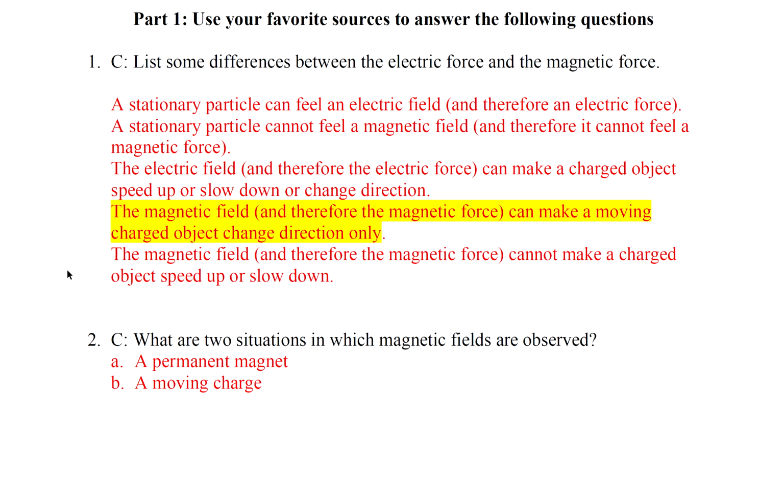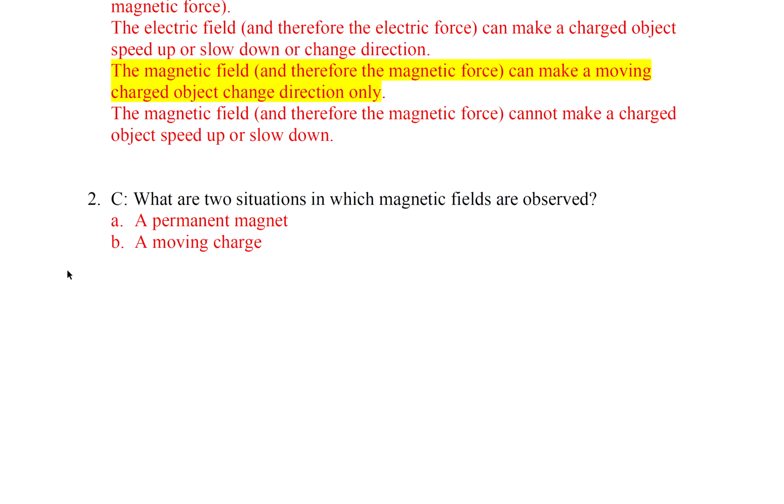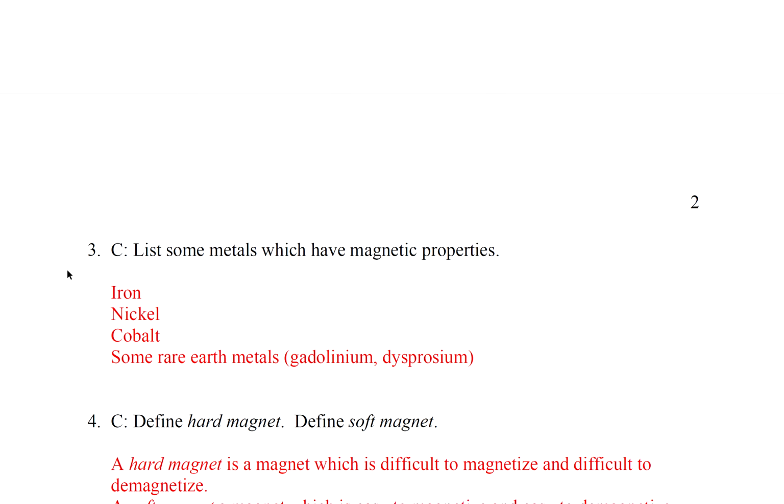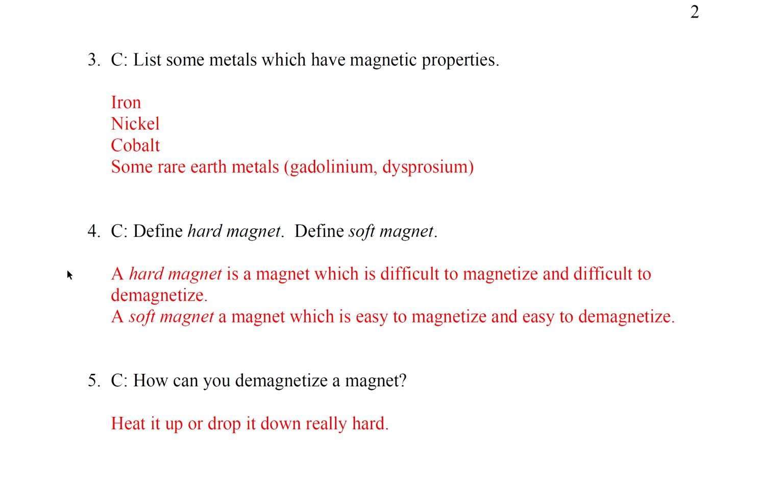Question 2. What are two situations in which magnetic fields are observed? A permanent magnet and a moving charge. Question 3. List some metals which have magnetic properties. Iron, nickel, cobalt, and gadolinium and dysprosium.